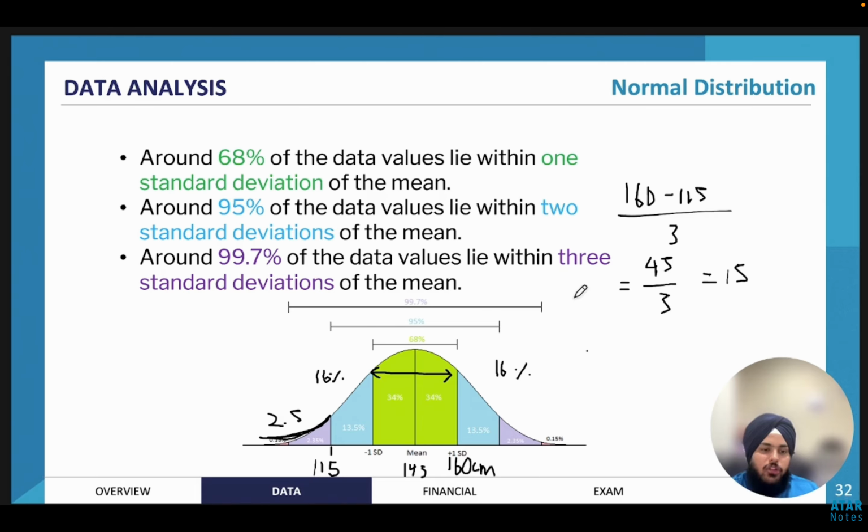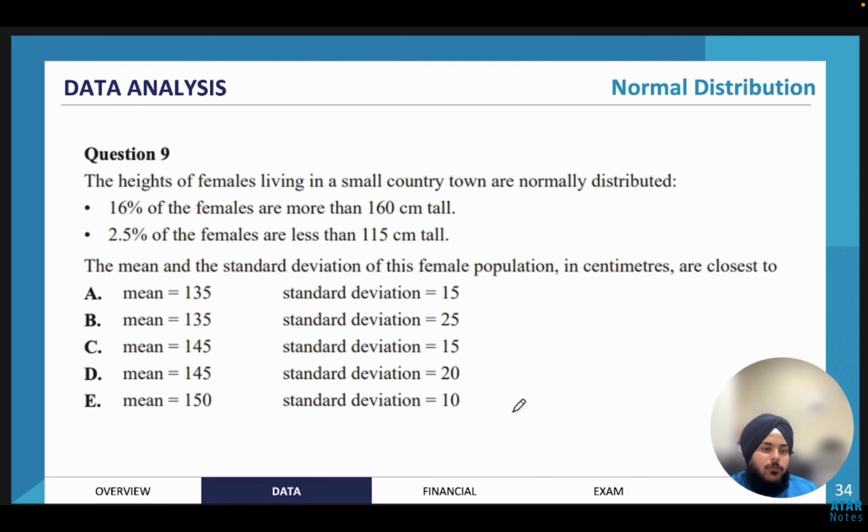So just knowing how to draw your normal distribution, and where the data values lie, is what's required for this question. Therefore, the answer here will be C. It's a little bit of a tricky question. If you've used z-scores, it's going to be a little bit more difficult, but I would personally recommend just drawing out the normal distribution.